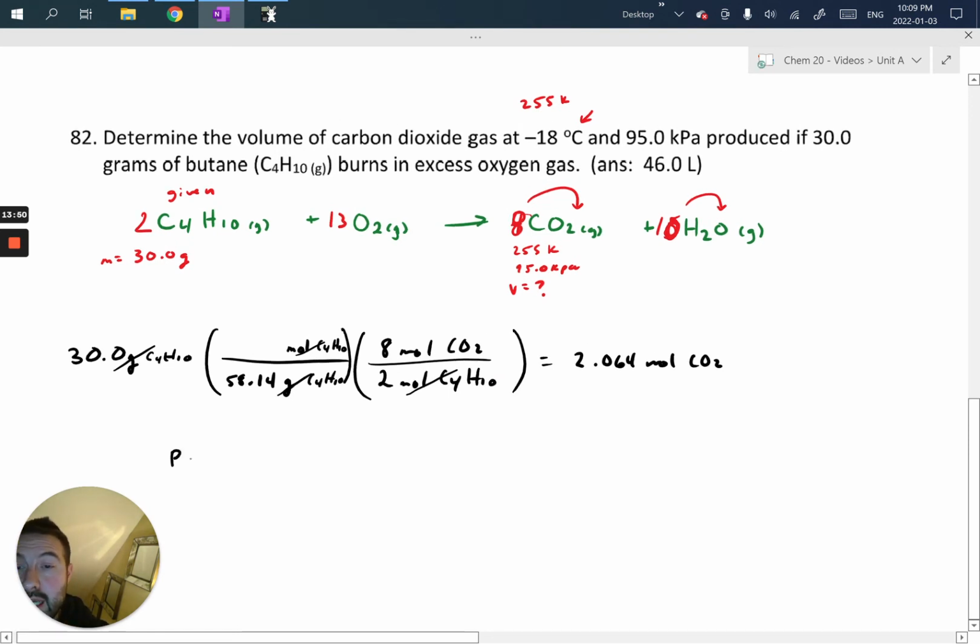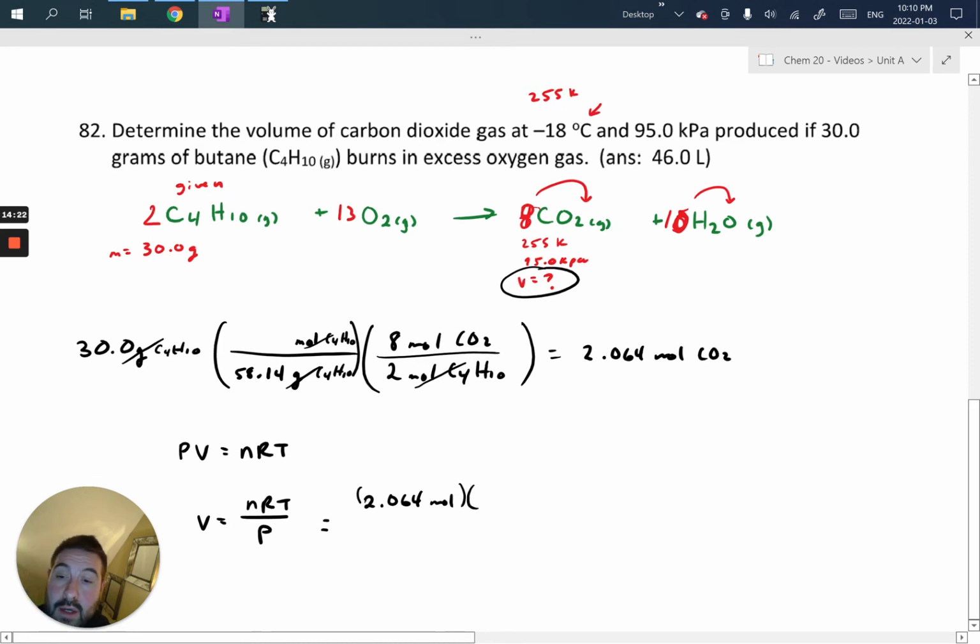So if we remember the ideal gas law, PV equals nRT, and I am solving for volume. So I need to manipulate the formula to solve for volume. Volume is going to equal nRT over P. And so let's plug in our numbers and see how we do here. So n is my 2.064 moles of CO2.